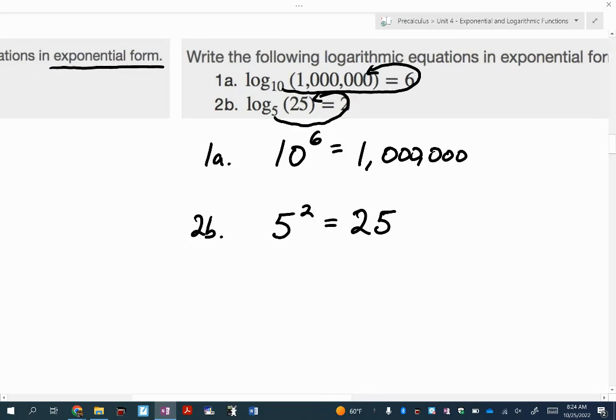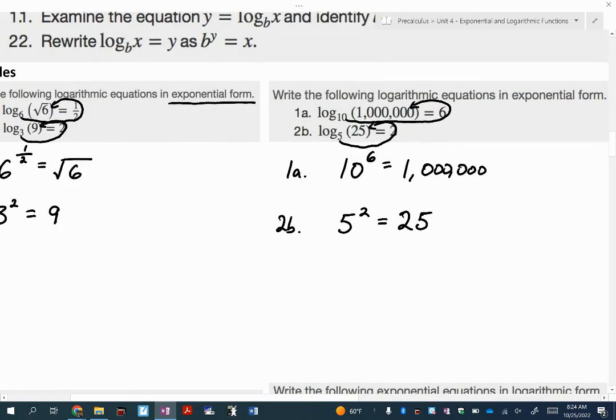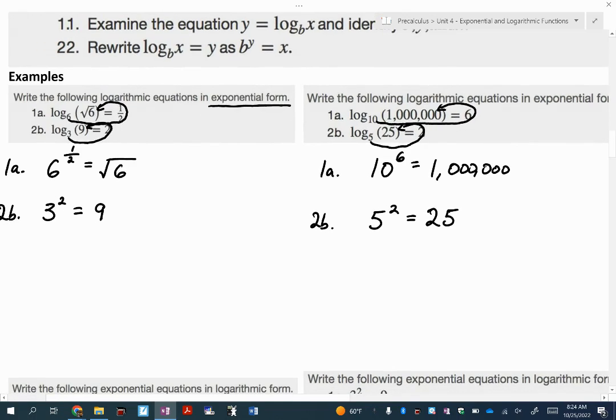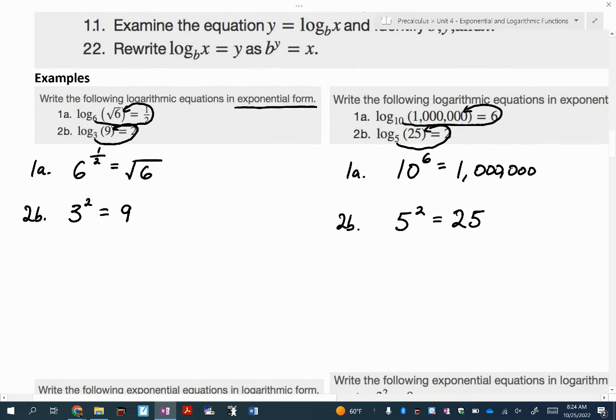Now, you may not know some of these, but I think you're pretty confident that 5 squared is 25, 3 squared is 9. So I always tell students, after you do this, just take a moment and ask, is it true? Is that a true statement that you just wrote?